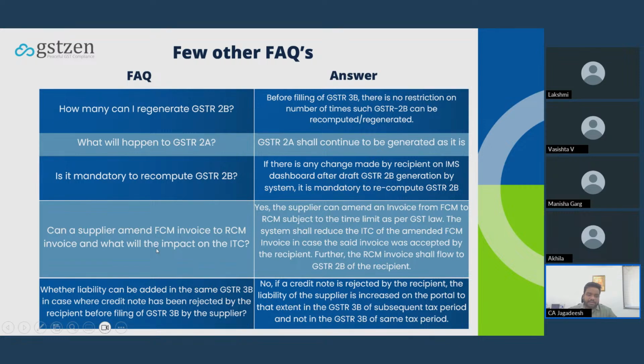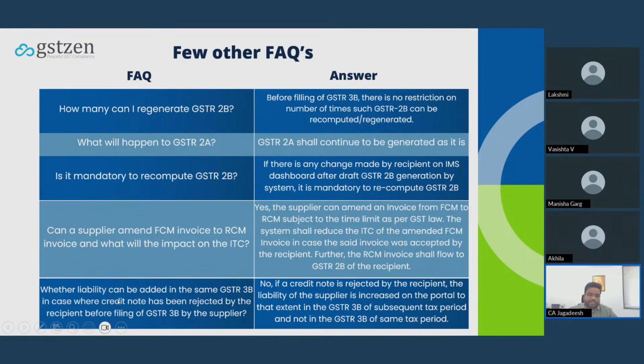Can the supplier amend a forward charge invoice to an RCM invoice, and what will be the impact on the invoice? In case any invoice is amended from forward charge to RCM, again it will move out of my IMS. It will go directly and sit in my GSTR-2B in the reverse charge bucket.